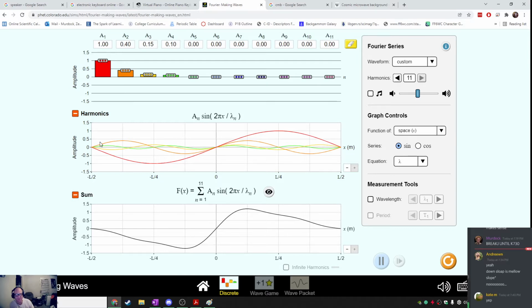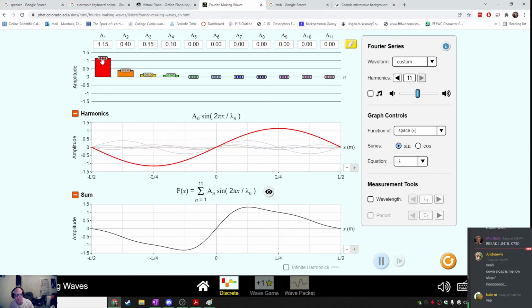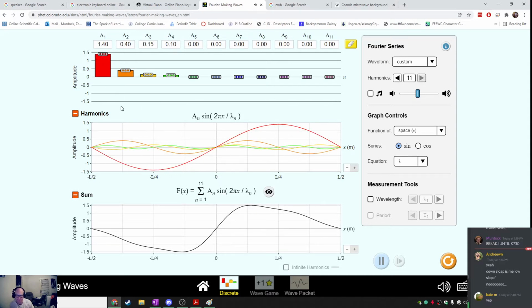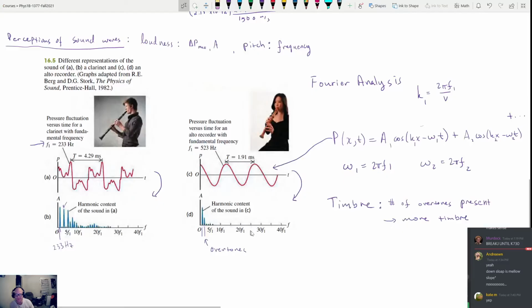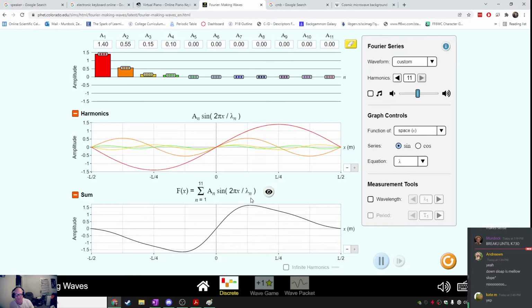Can you see how here they have the different waves that you're adding together, and this is what the new wave looks like down here. So that's kind of what's going on. And this does look a little bit like this wave in the sense that it looks like a sine wave, but it's not quite a sine wave, right?